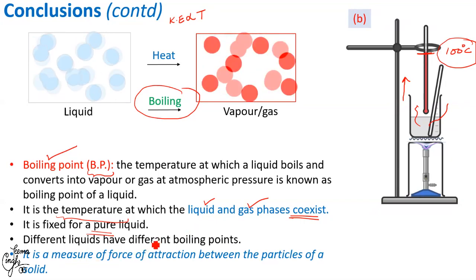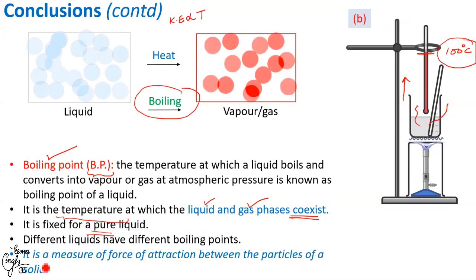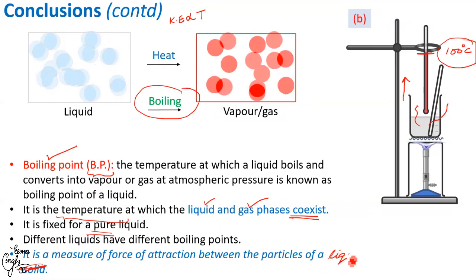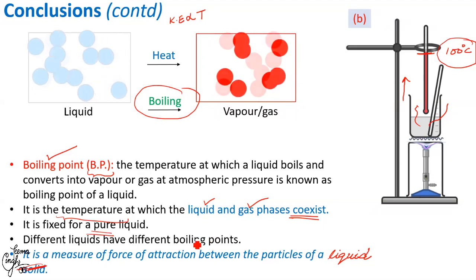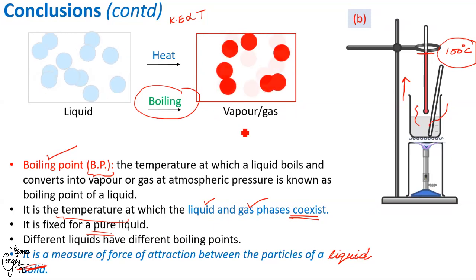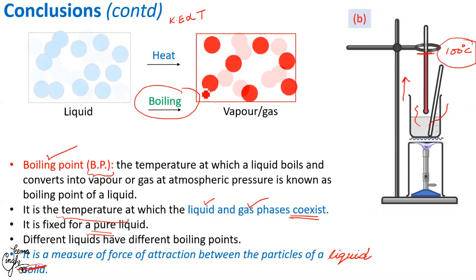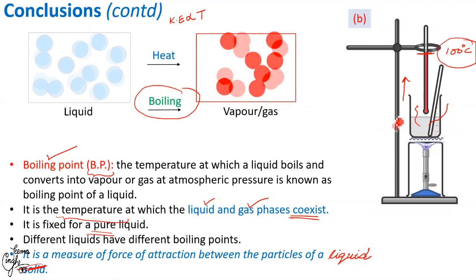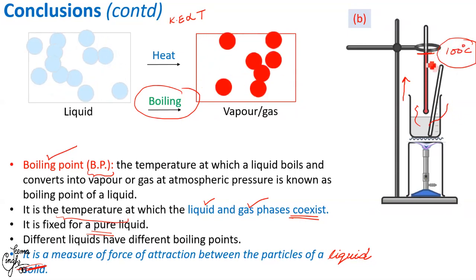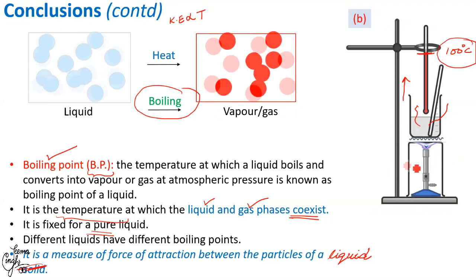Just like melting point, boiling point is a measure of force of attraction between the particles of a liquid. I'm sorry, instead of word solid, you are supposed to have here liquid. So higher the boiling point, greater will be the interparticular force of attraction in a liquid. Just as we observed in the case of melting, during the process of boiling also, we observe that until the entire water vaporizes, the temperature does not increase and remains constant at 100 degrees Celsius even though there is a continuous supply of heat energy.